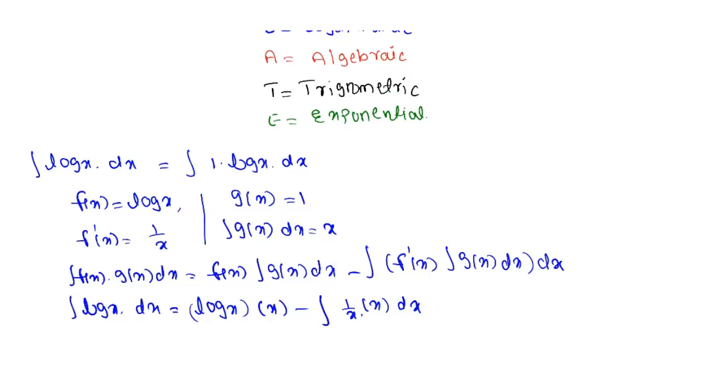Now we can do cancellation. 1 by x and x will get cancelled out. So this is equal to the leftover value: I am writing x into log x, and here this x is there.